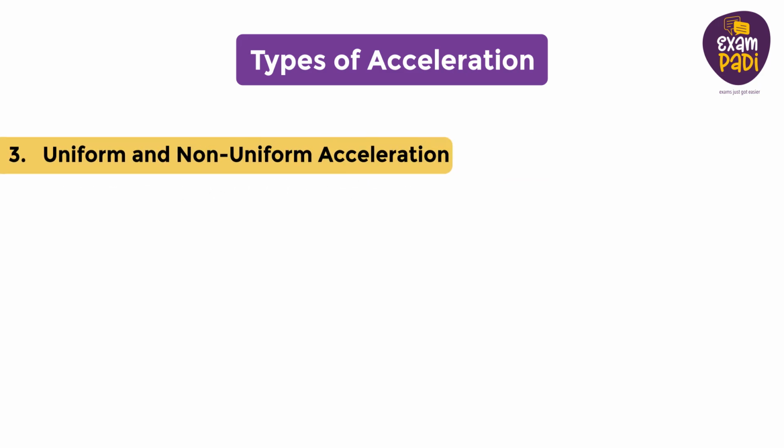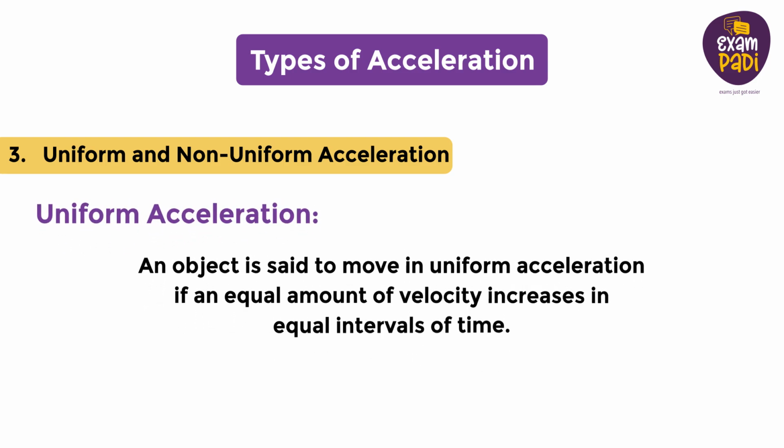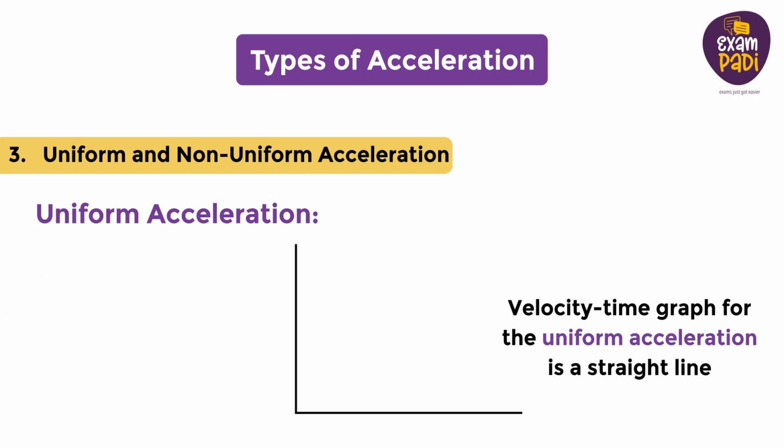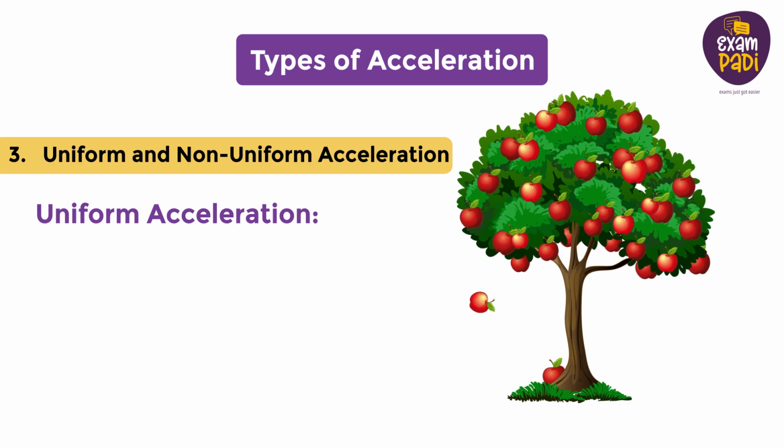3. Uniform and non-uniform acceleration. Let's talk about uniform acceleration. An object is said to move in uniform acceleration if an equal amount of velocity increases in equal intervals of time. Velocity time graph for the uniform acceleration is a straight line. An example of uniform acceleration is a free fall object possesses uniform acceleration.